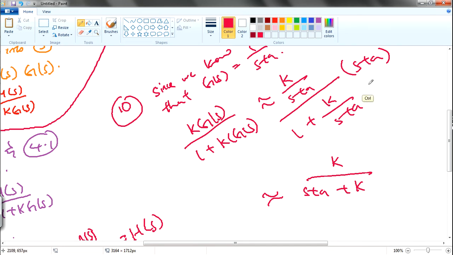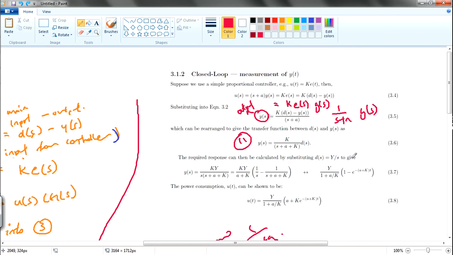This one is equal to this one, just that I rearranged it, okay? So they are the same values. So this is how I derive my equation 11.